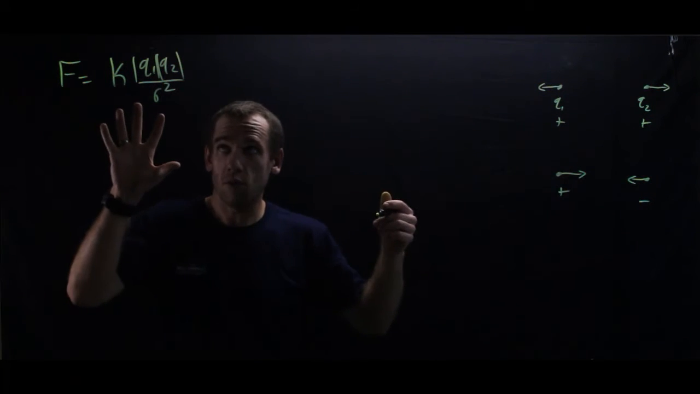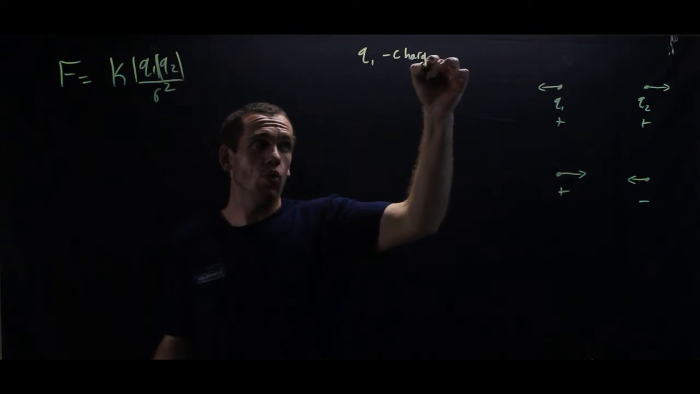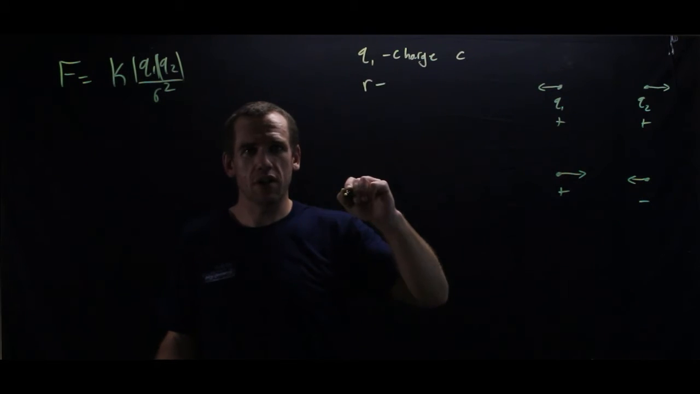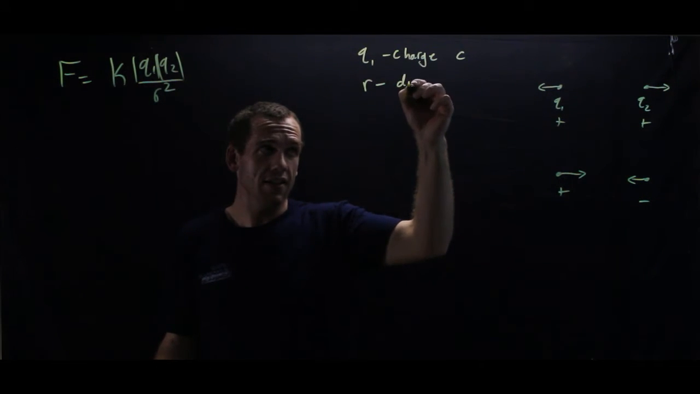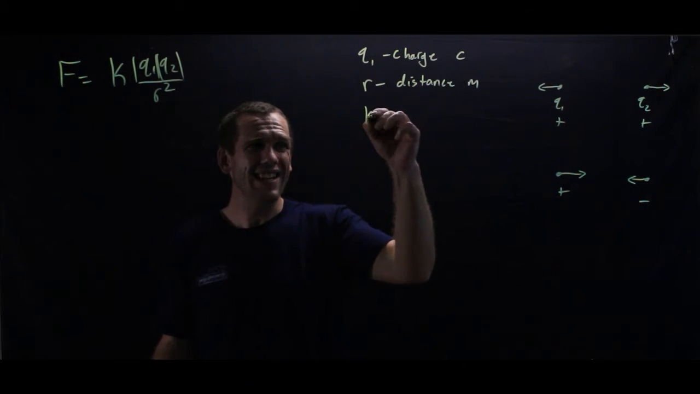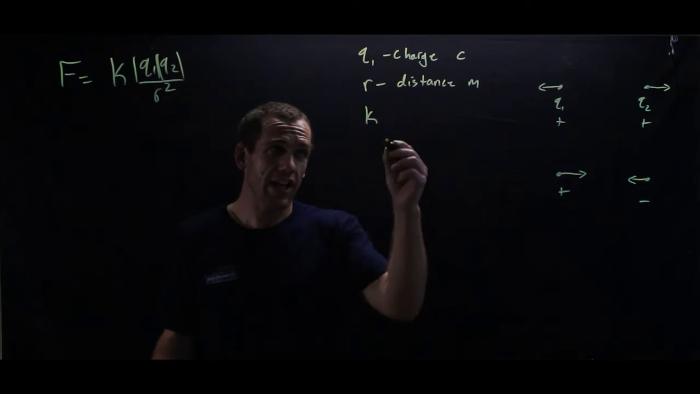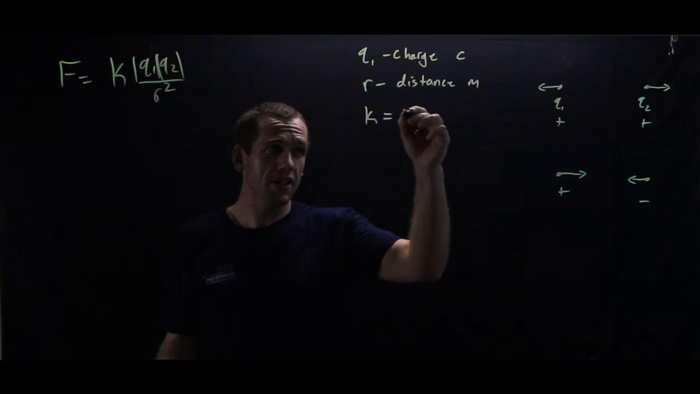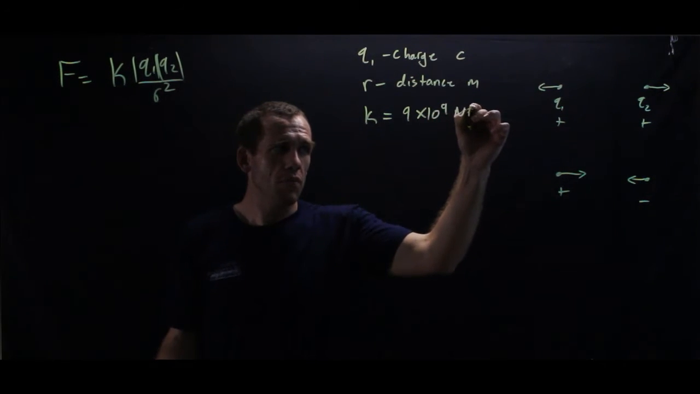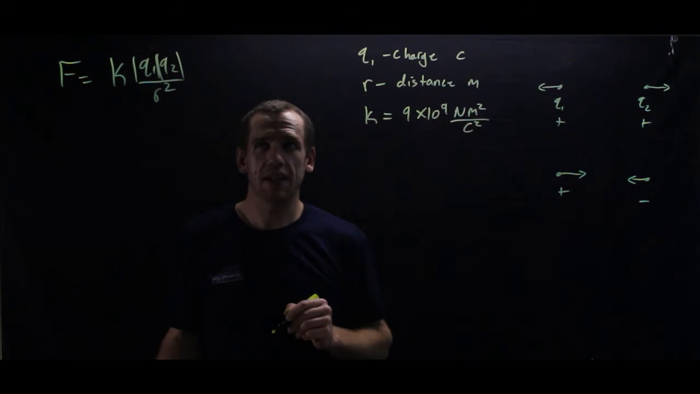Now, what are these quantities? Well, Q is, of course, charge, and that's measured in coulombs. R is the distance between the charges. That's distance measured in meters. k is the constant that allows this to be an equality instead of a proportionality. For our purposes, for our units, we're going to use 9 times 10 to the 9th newton meters squared per coulomb squared. Okay? That's a really big thing.